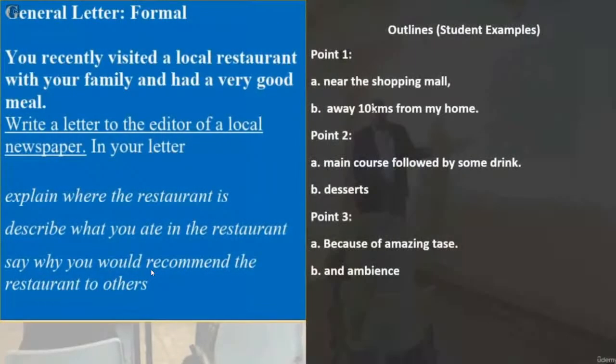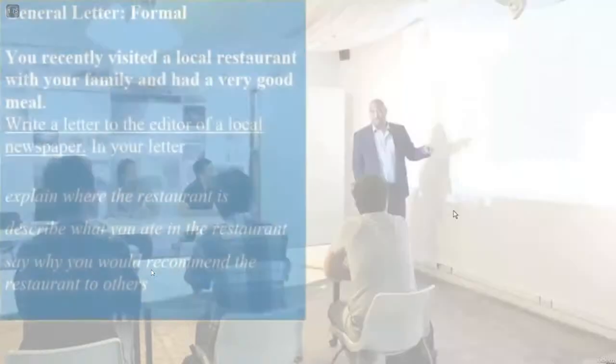In this next one, this person actually does a really good job because you can look at their point number one. They're telling us that it's near the shopping mall, 10 kilometers away from the home. So everything that they're going to talk about is describing the location. Their point number two is well done. I would have mentioned a specific main course and a specific drink. Okay, specifics, remember, specifics are always better than general. Specific is better than general. When you're very specific, it shows off vocabulary range, vocabulary ability. When you're very general, it makes you look really basic. But this one is pretty good. I like this one a lot. This one is actually really well done.